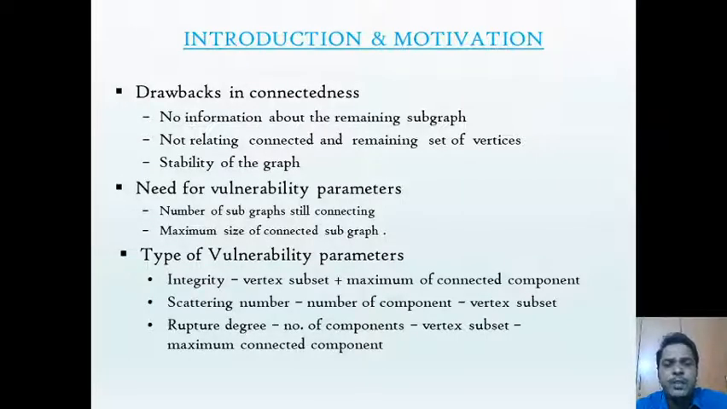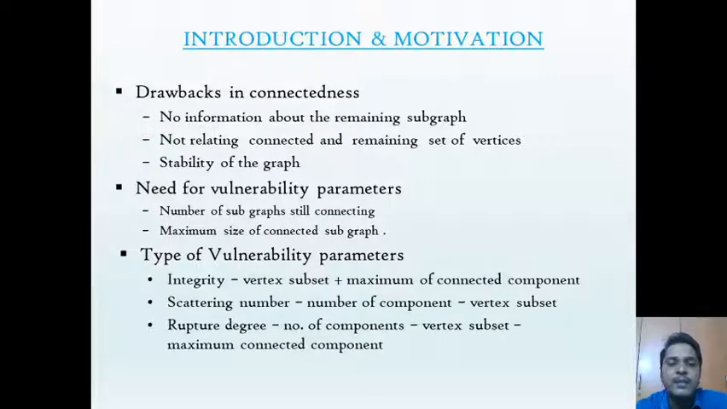The drawback is, suppose we want to disconnect a graph, we remove some vertices. If you remove some vertices, then the graph will be or may be disconnected. After that, we cannot say what about the function of the graph and the remaining set of vertices. So there is no information about the remaining subgraph, and there is no relation between the set and the remaining subgraph. These are the drawbacks of the connectedness in a graph. So we need a vulnerability parameter.